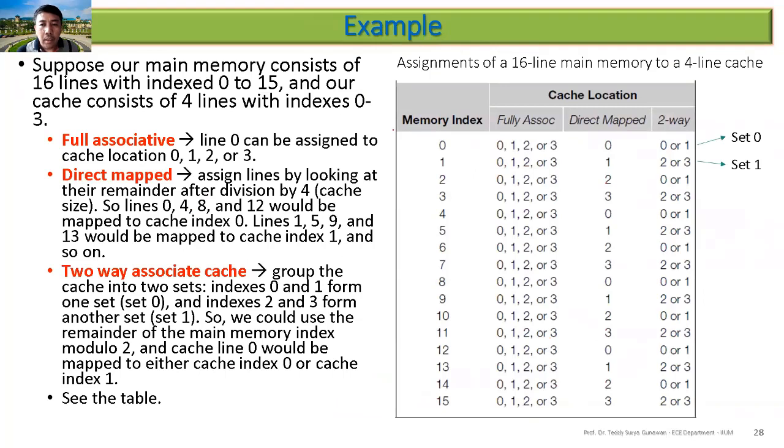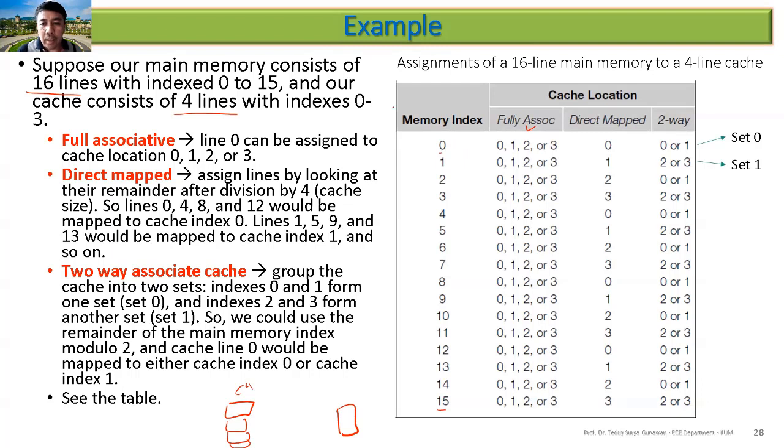Okay, so this is the example. Suppose our memory consists of 16 lines, representing like 16 gigabytes, for example, with index 0 to 15. Remember that from here, you need to map to this one. Then you have the cache, which consists of 4 lines with index 0 to 3. So the fully associative mapping means line 0 can be assigned to cache location 0, 1, 2, or 3. Fully associative, anywhere. It doesn't matter.